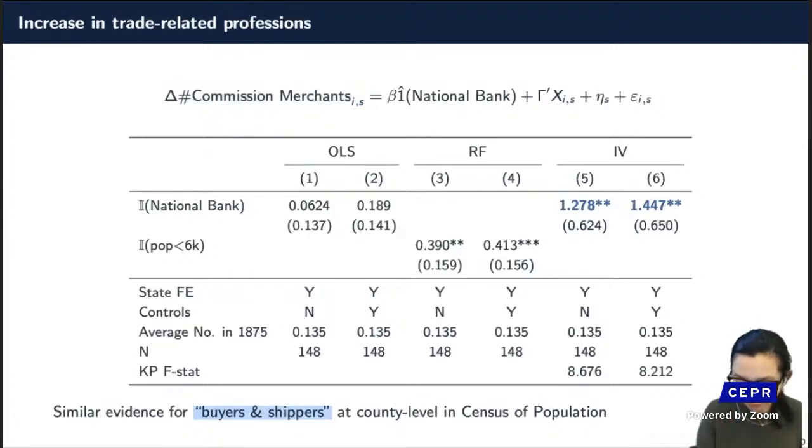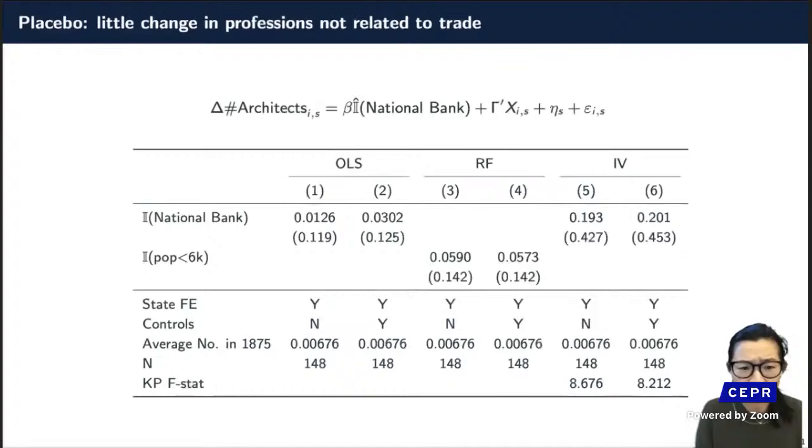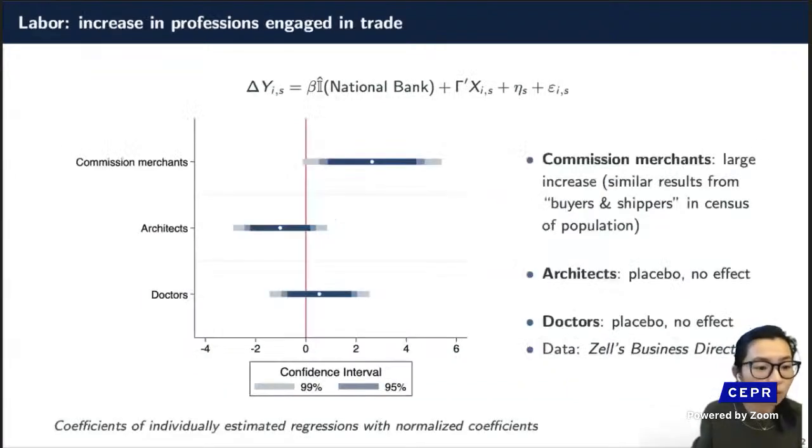This is very similar to the line buyers and shippers, which is collected in the Census of Population. We can also look at some different placebos for non-trade related professions. We do that for architects and doctors. What we're trying to do there is find professions that would grow with the size of an economy, but aren't necessarily related to trade itself. And here we're very open to suggestions about other types of professions to look at.